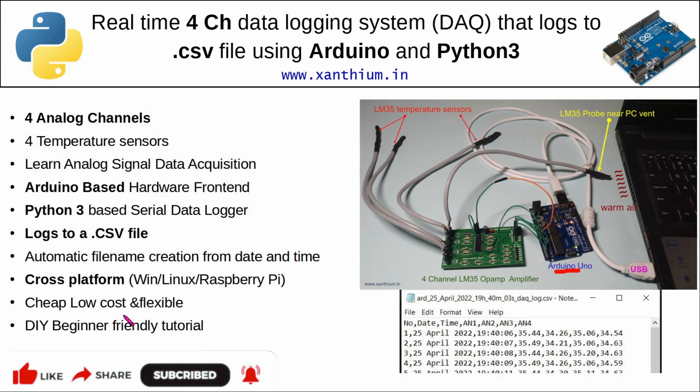Now the PC side system is written in Python 3 and is cross-platform. You can use it on Windows and Linux. You can also use it on Raspberry Pi if you want to. You'll have to connect the Arduino UNO to the Raspberry Pi's USB port. The system is quite cheap and flexible, and the tutorial follows a do-it-yourself ethos, and we will explain almost all the steps which are involved in building the hardware and software of the data acquisition system.